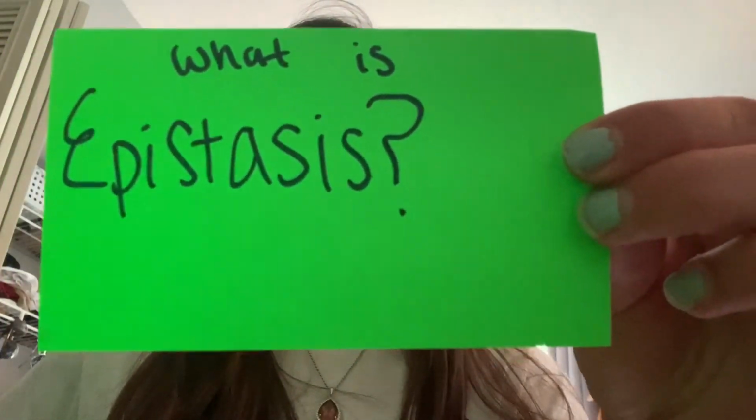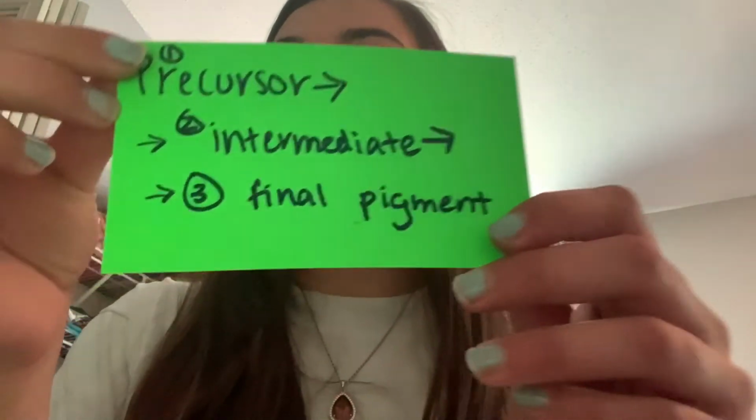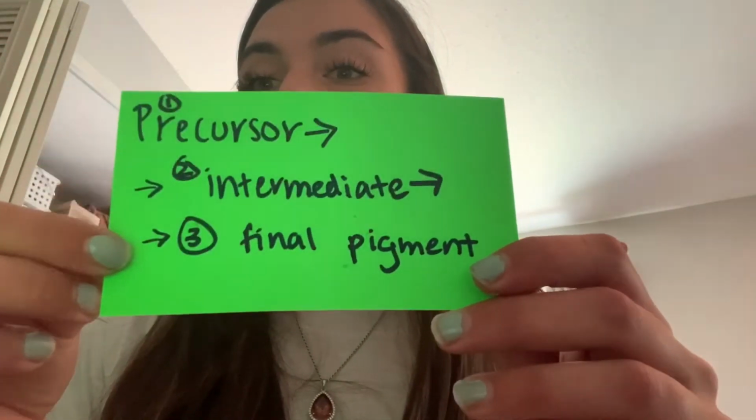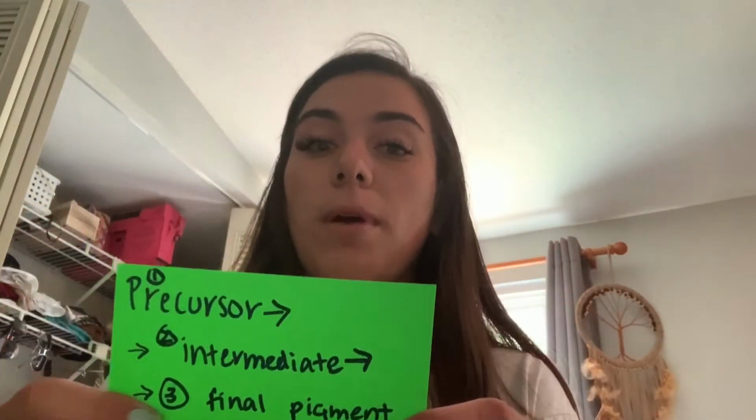What is epistasis? When one gene locus masks or modifies the phenotype of a second gene locus. Different genotypes can lead to the same phenotype. This is a cause and effect relationship that can be shown as a precursor, an intermediate, and then a final pigment. Let's think about making popsicles.